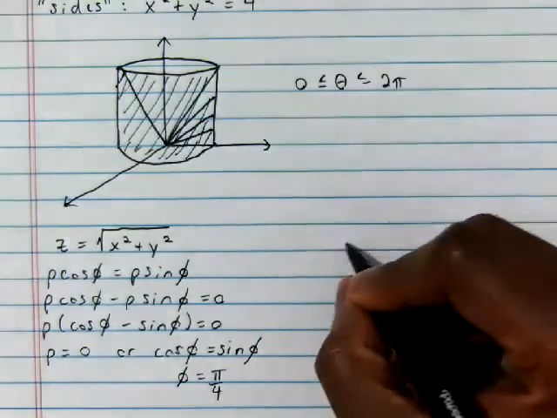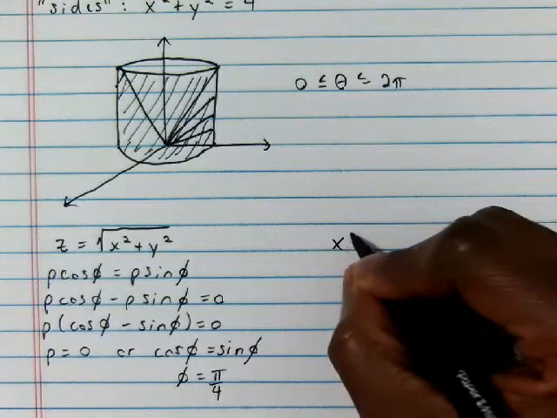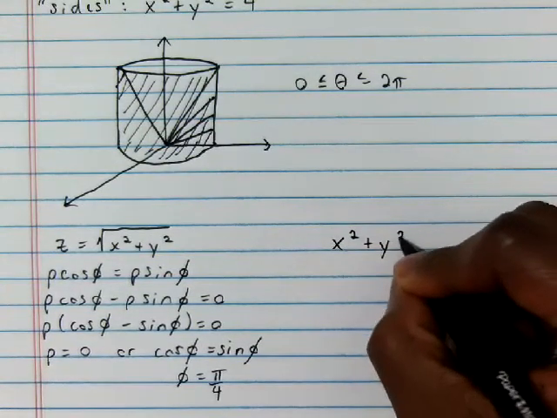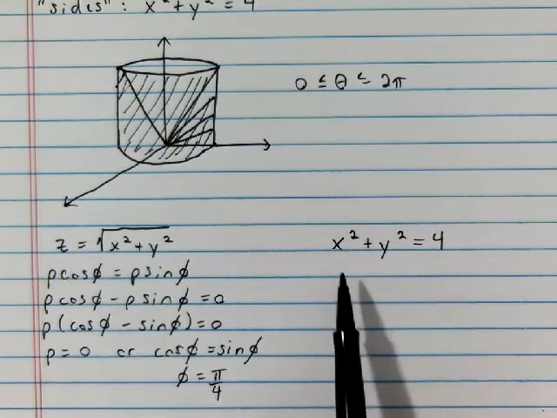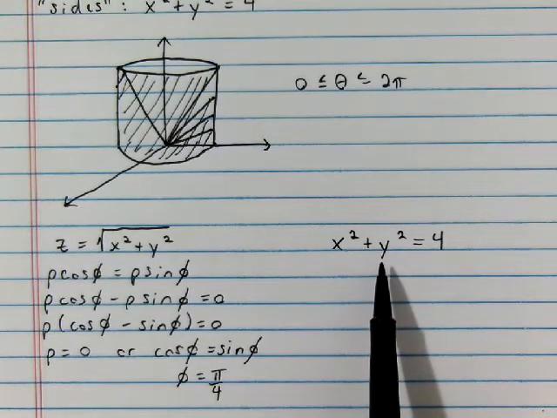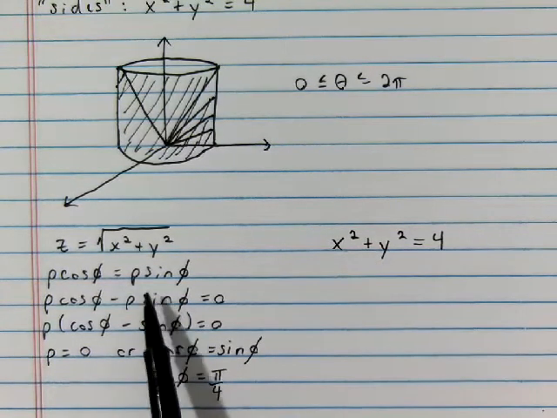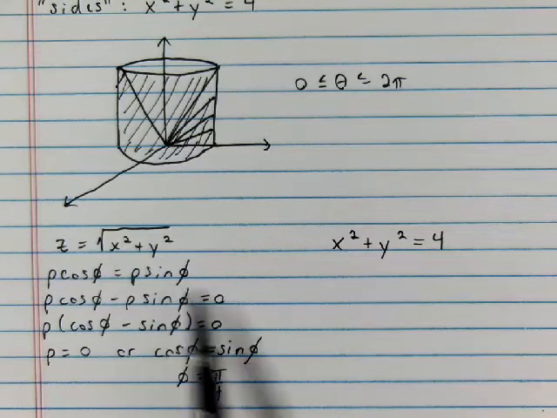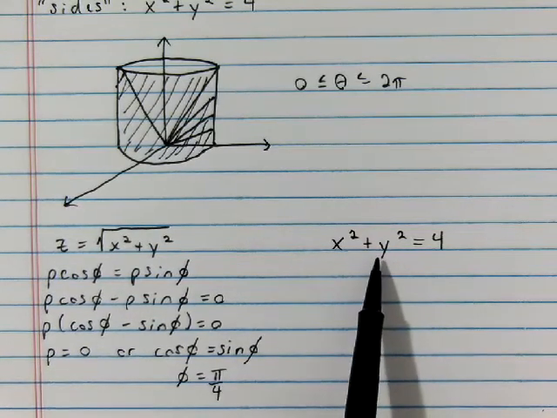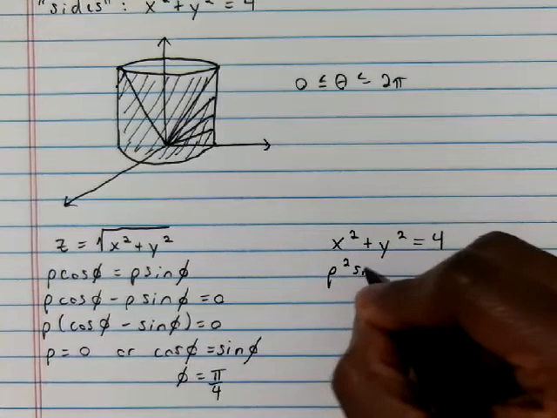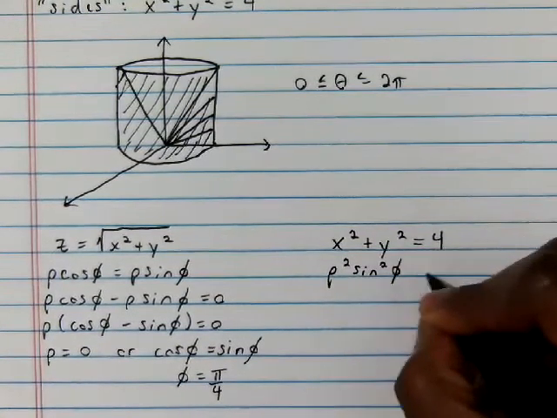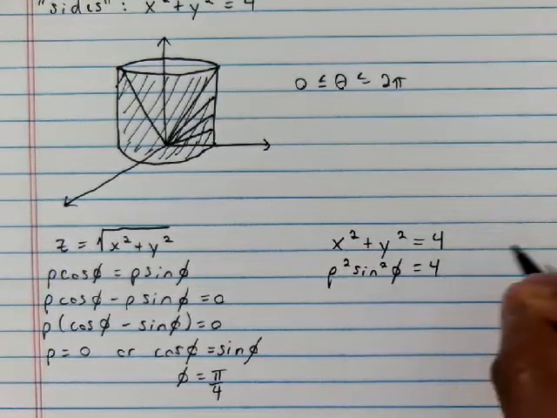So probably going to get that from the cylinder equation. So we have x squared plus y squared equals 4. Now we're going to take our conversion formulas, and remember the square root of x squared plus y squared is rho sine phi. So that means this is rho squared sine squared phi. So rho squared sine squared phi equals 4.